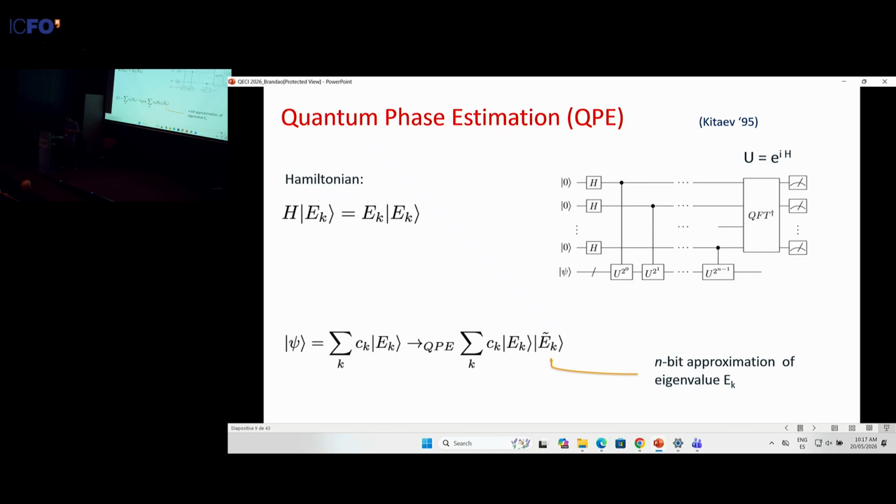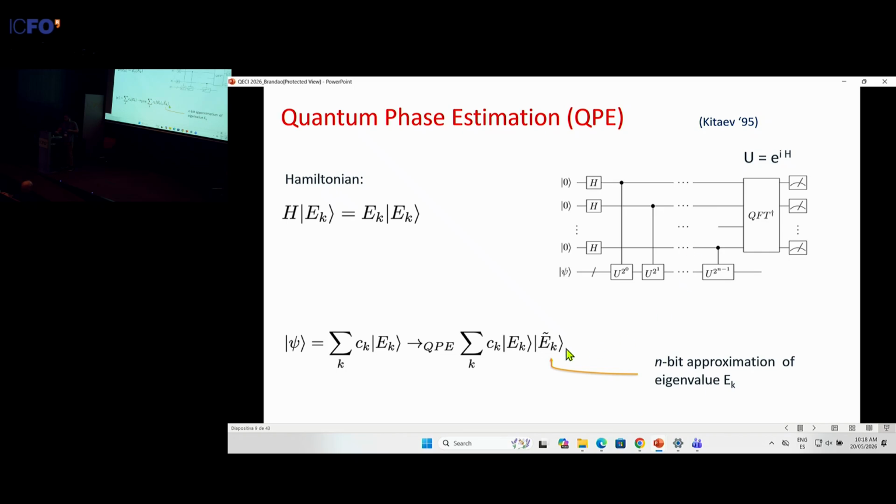So what's the idea? The idea is that you have this circuit here, right? So you have a Hamiltonian H. Each one of these U's is just a time evolution of the Hamiltonian H for time 1. And then you prepare some ancillas in the uniform superposition over all bit strings. And suppose you have some state psi here, which you can decompose as a linear combination of eigenstates of the Hamiltonian.